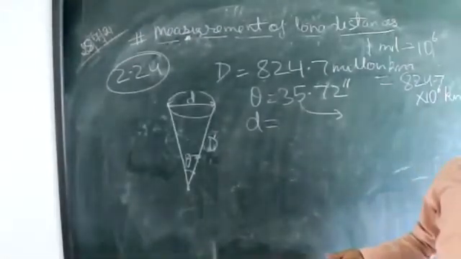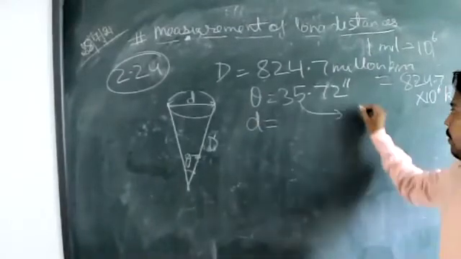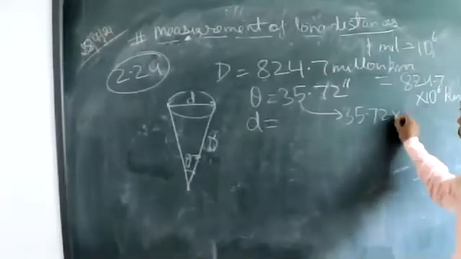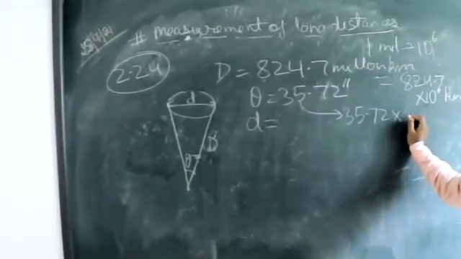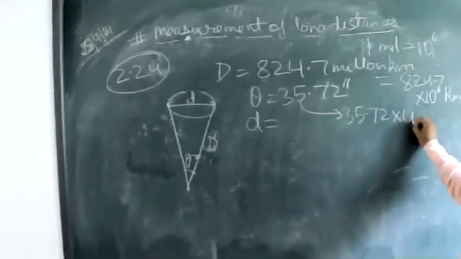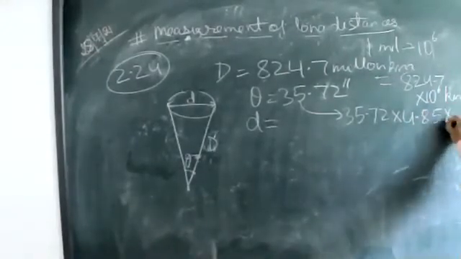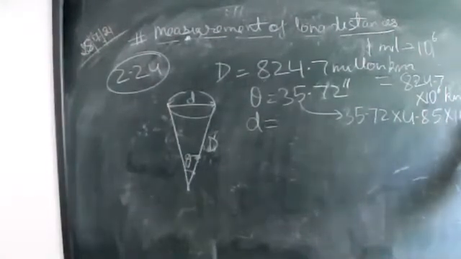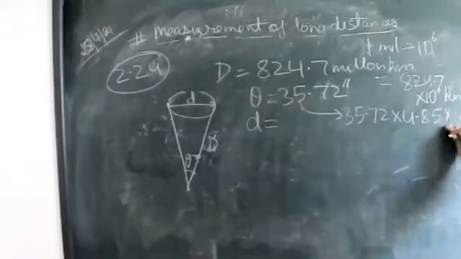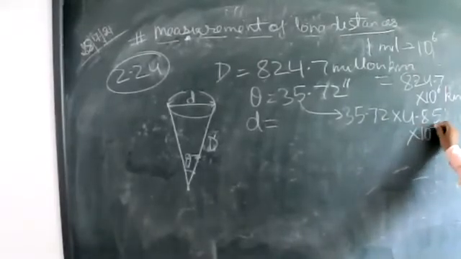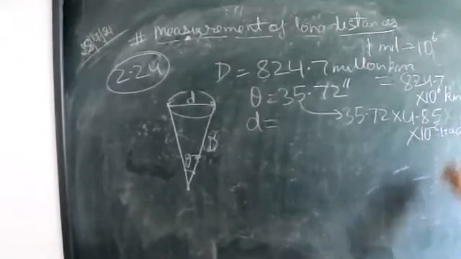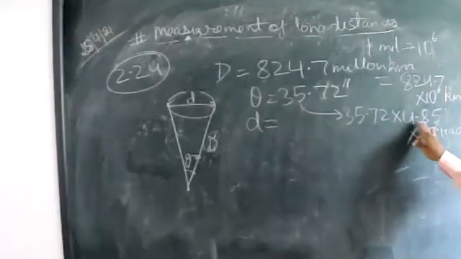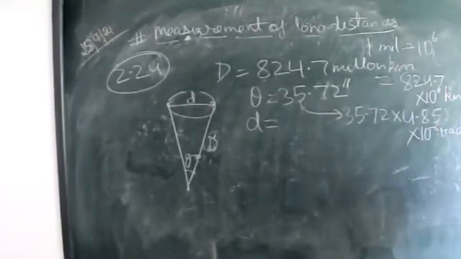So 35.72 will be multiplied with what number? This number will be multiplied with 4.85 into 10 to the power minus 6 radian, because in 1 second there is 4.85 into 10 to the power minus 6 radian. Now you have converted your angle, which was in seconds, into radian.